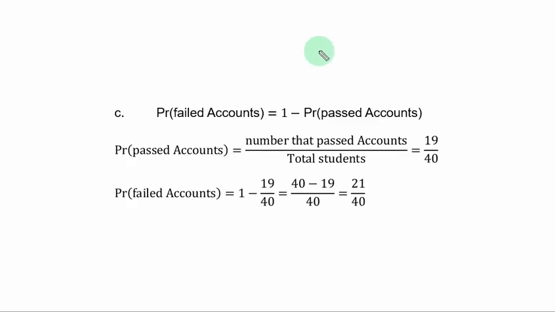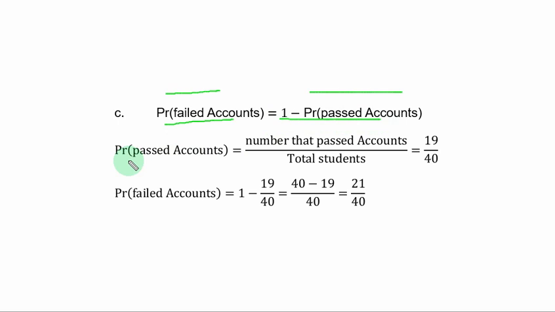C part of the question, you should find the probability that a student picked at random failed accounting. Now, those that failed accounting plus those that passed accounts is equal to 1 or 100%. So if you make those that failed the subject, it becomes 1 minus probability of those that pass accounts.